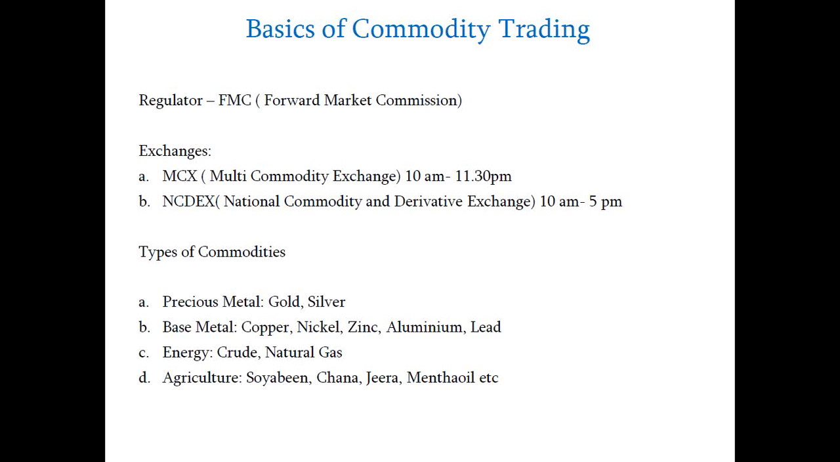Now coming to the types of commodities, as you can see, there are 4 types: precious metals, base metals such as copper, nickel, zinc, aluminum, lead, etc., energy, which is crude oil and natural gas, and agriculture commodities such as soybean, jeera, chana, menthol, etc.